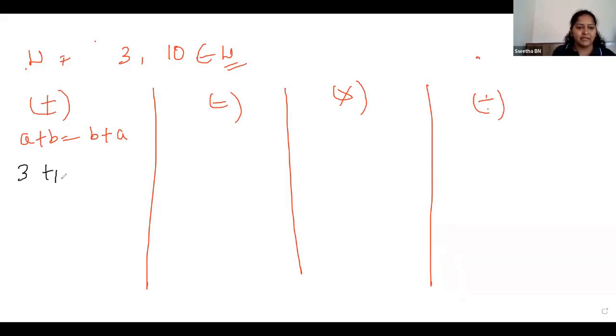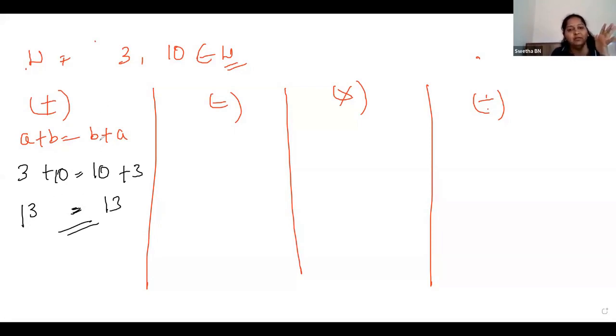3 + 10 = B + A, that is 10 + 3. What is 3 + 10? Write the answer. It is 13. What is 10 + 3? It is 13. Are they the same? Yes, both are same. So it is satisfying the property. It is satisfying the rule.